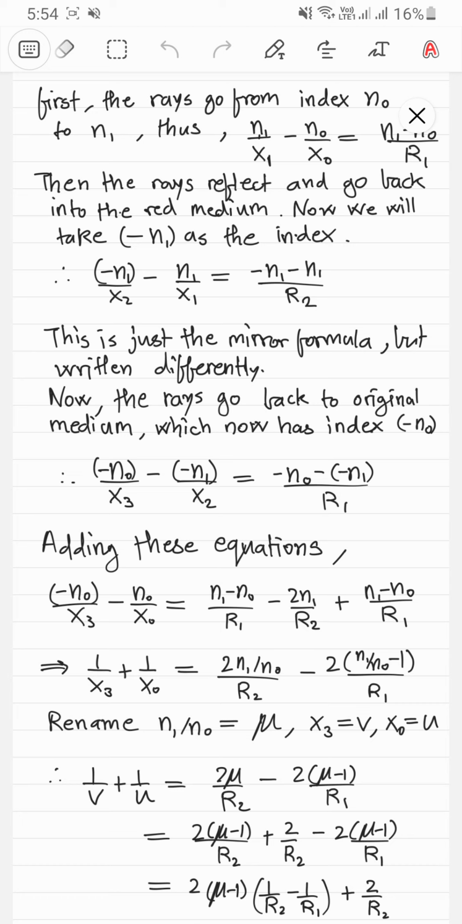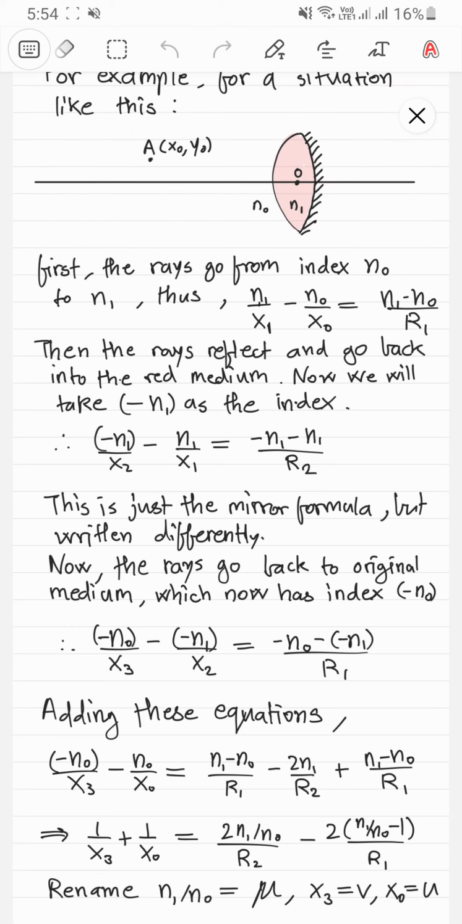Here I have used x3 and x naught. Anyway, you write that down and then you do these right hand side terms. It's like n2 minus n1 upon r, but for each of these interfaces. So for the first interface you just have n1 minus n naught upon r1.